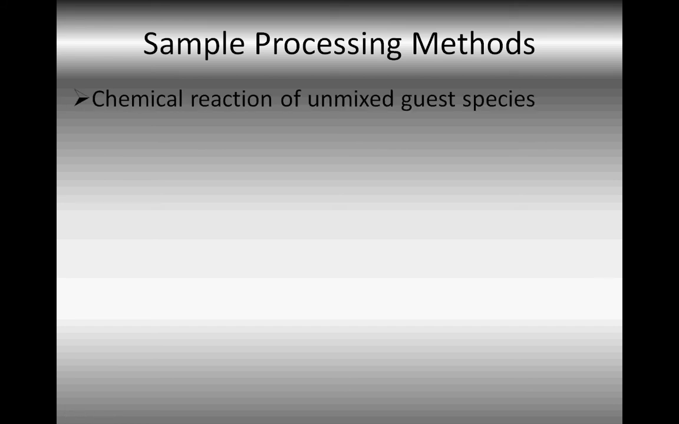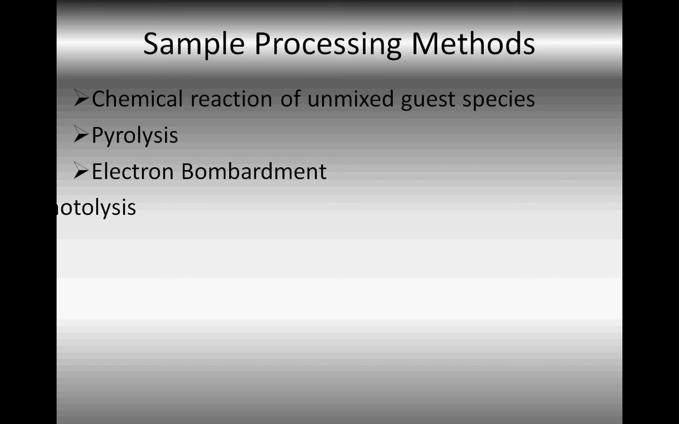Let's talk sample prep. Of course, if you have a chemical reaction that's going to occur spontaneously, you can always mix the guest species together right inside the matrix box. You could also do pyrolysis, which essentially is cooking them. You can do electron bombardment experiments, you can do photolysis, and you can do a bunch of other stuff. All kinds of neat stuff has been done with lasers and the like.